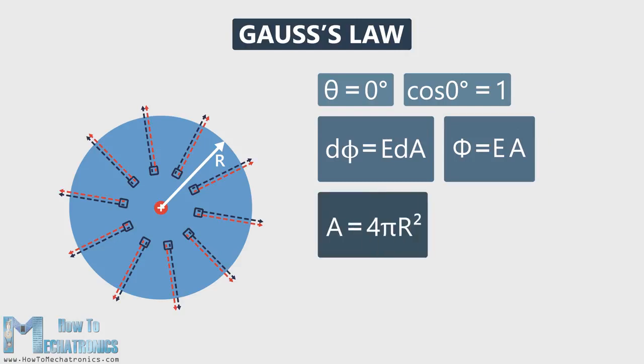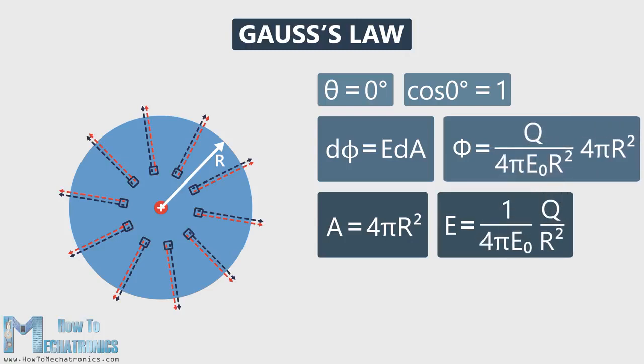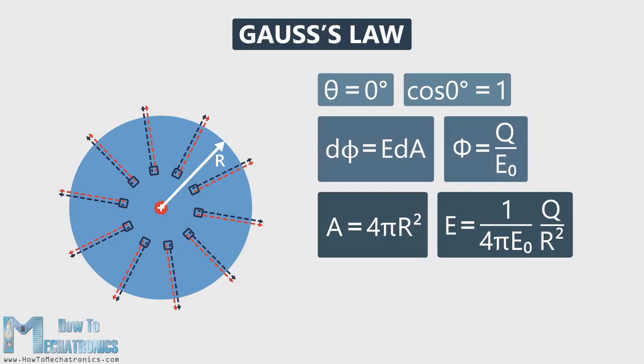The total area of the sphere is 4 pi r squared, and the total flux through this closed surface is simply E times 4 pi r squared. From the previous videos, we know that E is equal to K times Q divided by r squared, which is equal to Q divided by 4 pi epsilon naught r squared. Here we can cancel out 4 pi r squared and we can notice that the total flux is equal to Q divided by epsilon naught, where epsilon naught is the permittivity of free space.